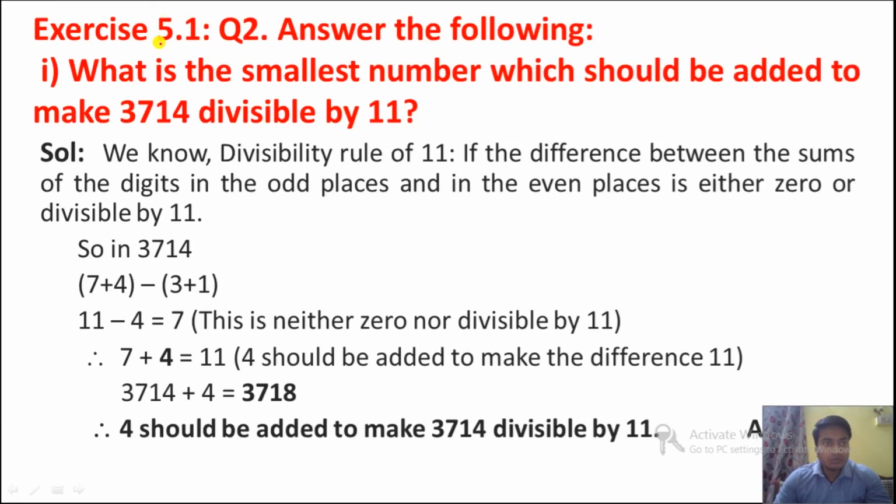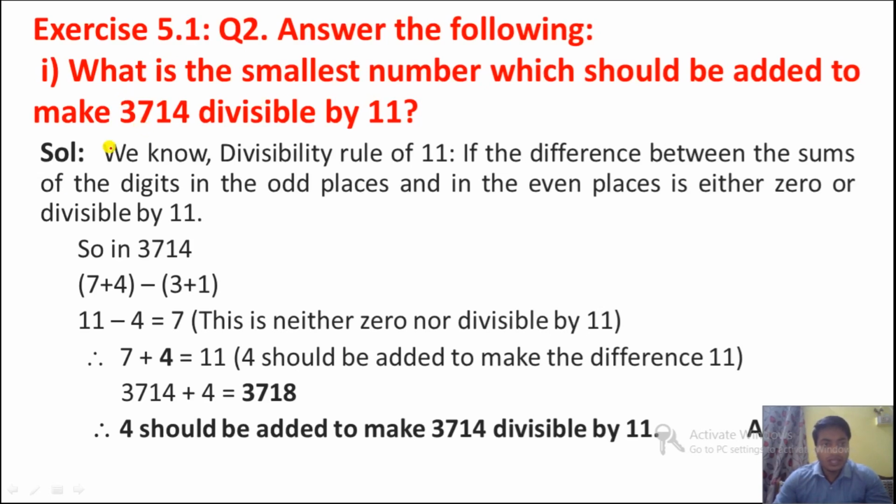In the last video we were discussing questions from exercise 5.1. Today also we will continue with this exercise. So here we have question number 2. Answer the following. First, what is the smallest number which should be added to make 3714 divisible by 11?